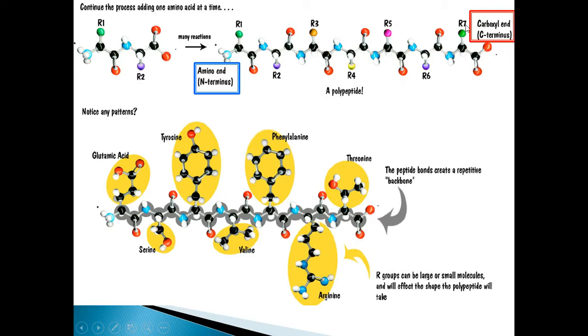So this end is usually colored red because of the oxygens, and the amino terminus is colored blue because of the nitrogen. And that's the order in which a protein is read. It's always read from the amino end to the carboxyl end when you're looking at the amino acid sequences.